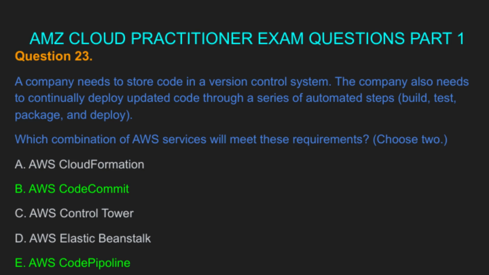AWS CodePipeline. AWS CodeCommit is a fully managed source control service that allows companies to store their code securely, while providing integrated security, access control, and collaboration features. AWS CodePipeline is a continuous delivery service that automates the building, testing, and deployment of code changes to any application or infrastructure on AWS. It works in conjunction with AWS CodeCommit and other AWS services to provide a fully automated CI/CD pipeline.